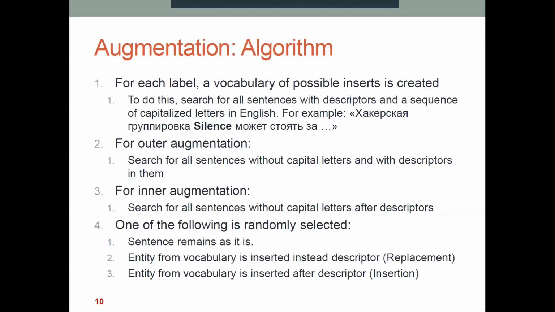And then for each candidate, we can do the next procedure. We can leave the sentence as it is. We can replace the descriptor with a random hacker name, or we can insert this random hacker or virus name after the descriptor. And for outer augmentation, we can generate many sentences with such a procedure. With inner augmentation, it depends on our data.